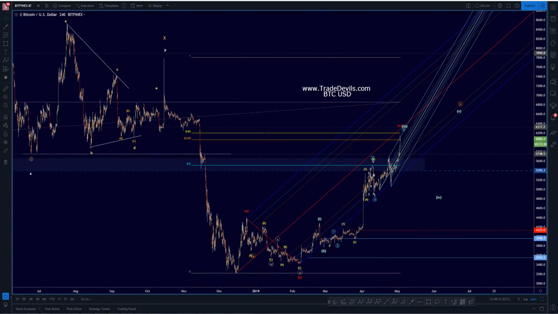Got my semi-regular weekly update for Bitcoin here. I don't remember if I did one last week or not. I don't think so. Anyway, I wanted to get a Friday update out this week because we've had price action, so it's a worthwhile update. Let's go ahead and bring it up real quick.